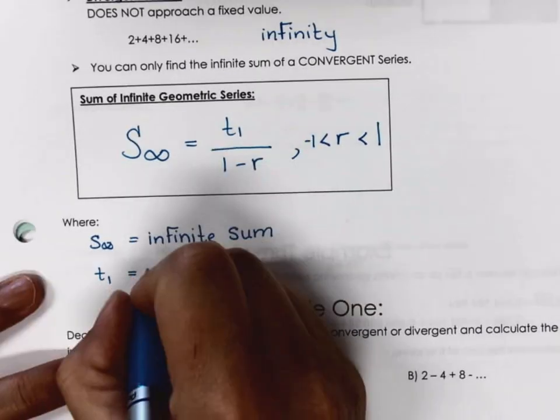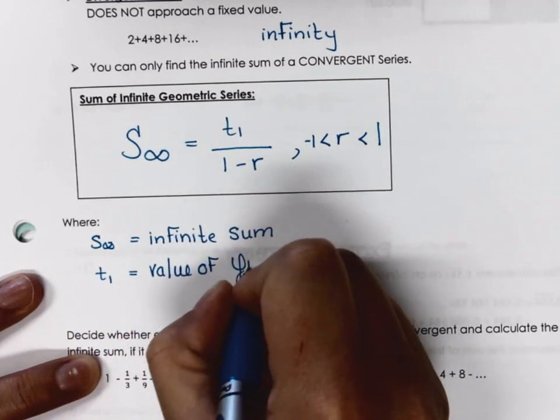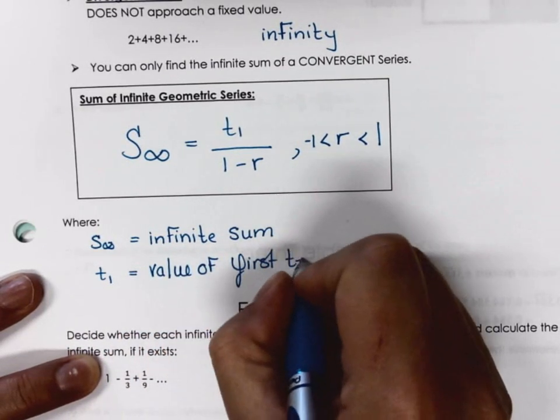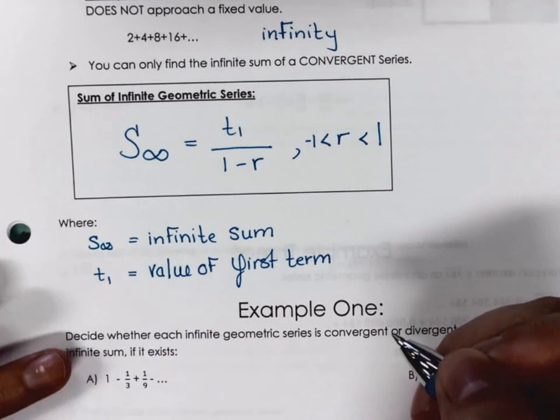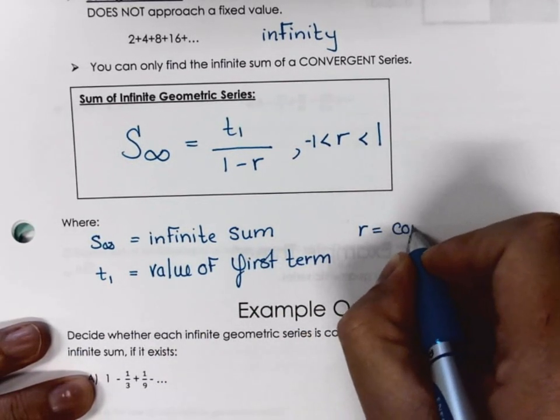So T1 is the value of the first term. R is our common ratio.